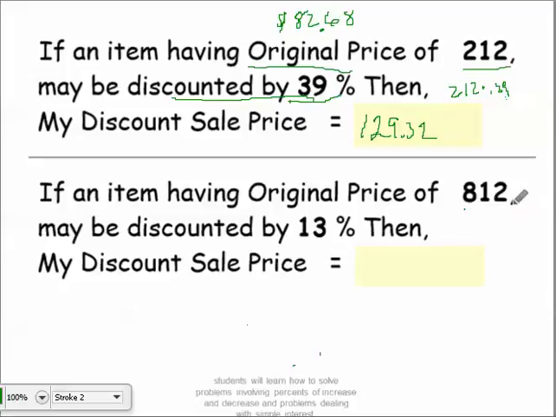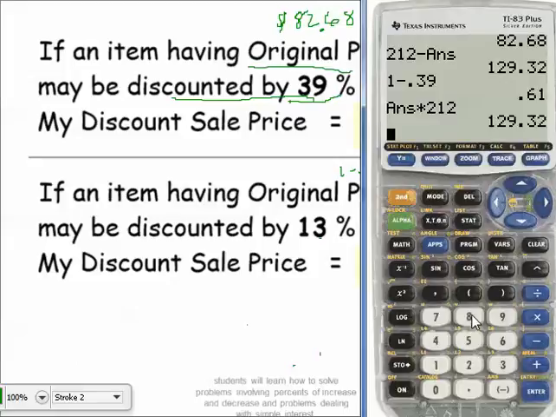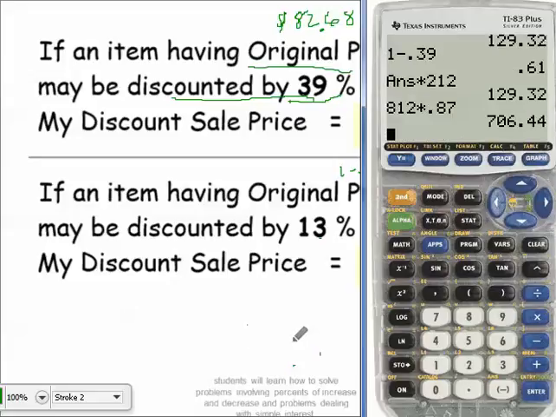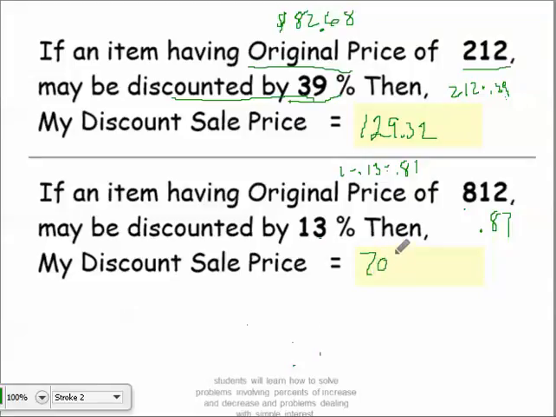Let's try one more of those. Let's try it that other way. So $812 discounted by 13%, that's 87% they're selling it for. So that means if I multiply times 0.87, how do I get 0.87? 1 minus 0.13 equals 0.87. So if I multiply times 0.87, I should get the price. 812 times 0.87, and I get $706.44. That would be the price that I'm selling it for.